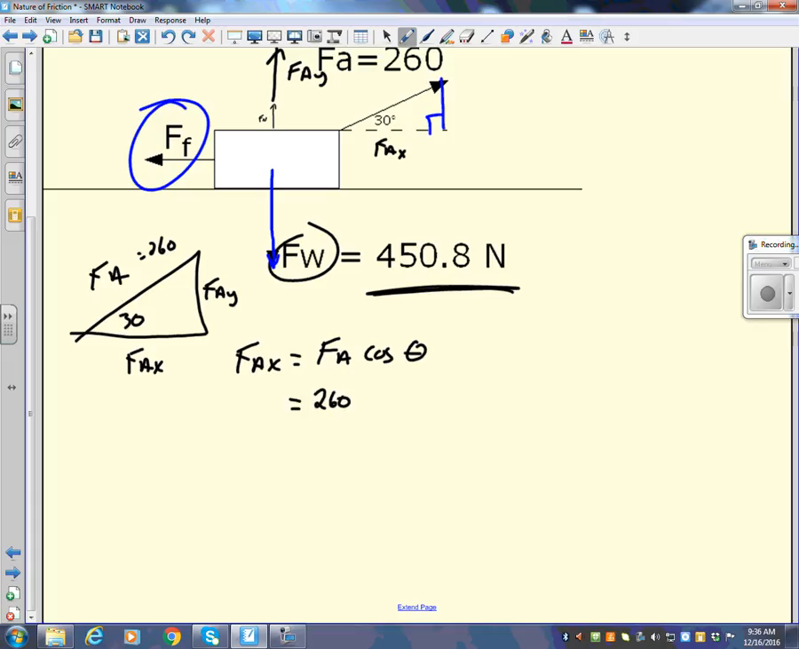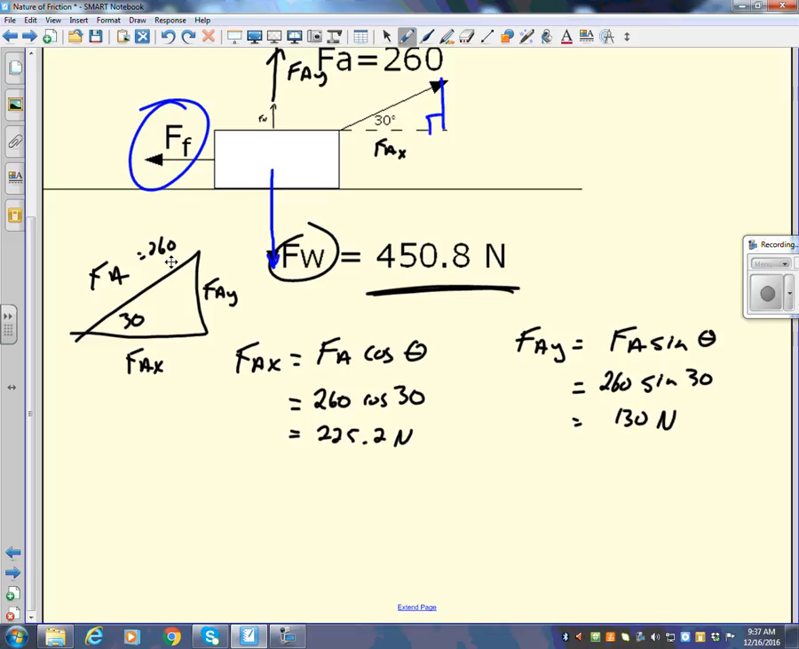So 260 times cosine 30 is 225.2. That's sideways. And so the accompanying step, FAY, is going to be FA sine theta, exactly. How come? Because FAY is opposite. Sine is opposite over hypotenuse. FA sine 30 is 130 newtons up. Can you feel yourself getting smarter?